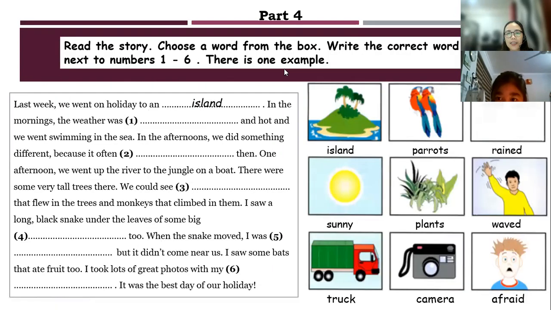Okay, next. Read a story, choose a word from the box. As you can see, baby, there are many words on the right side, right? Write the correct word next to numbers 1 to 6. There's one example. Actually, there are two examples.